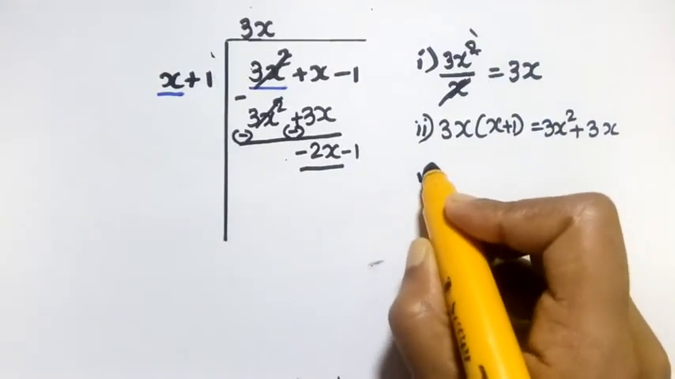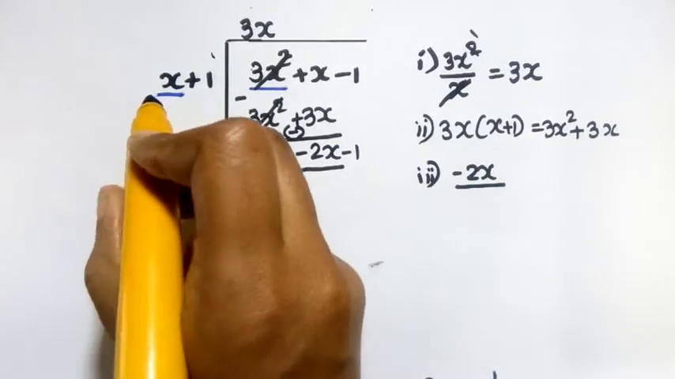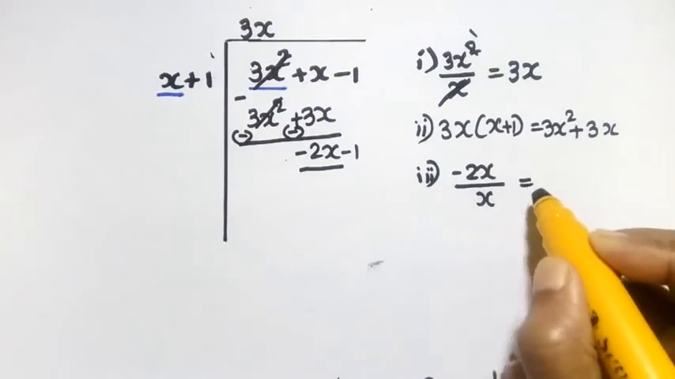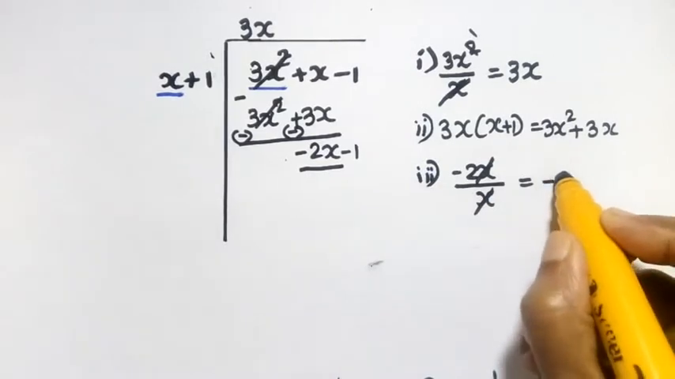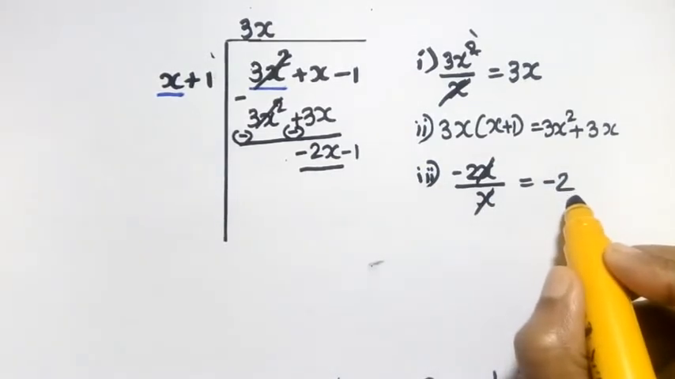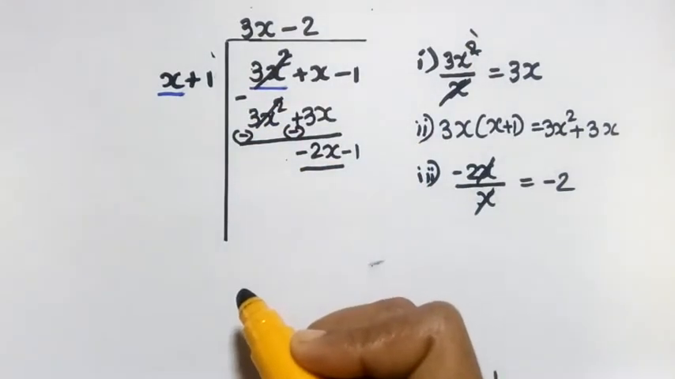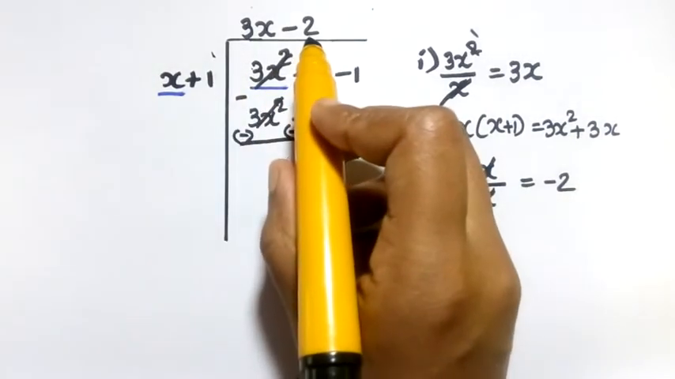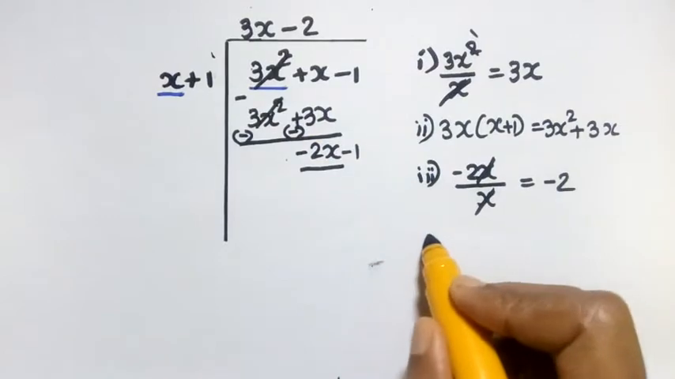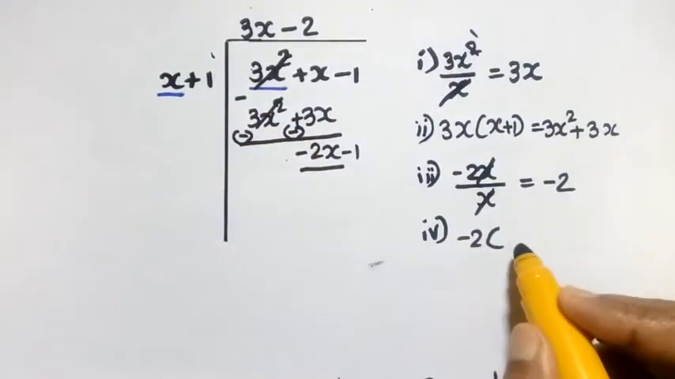So, the third step is minus 2x divided by the first term of the divisor, that is x. What is minus 2x by x? X and x will cancel and we get minus 2. This will give us the second term of the quotient. So, the second term of the quotient is minus 2. After getting the second term of the quotient, we need to multiply our divisor with the second term of the quotient. So, the fourth step is minus 2 into divisor, x plus 1.